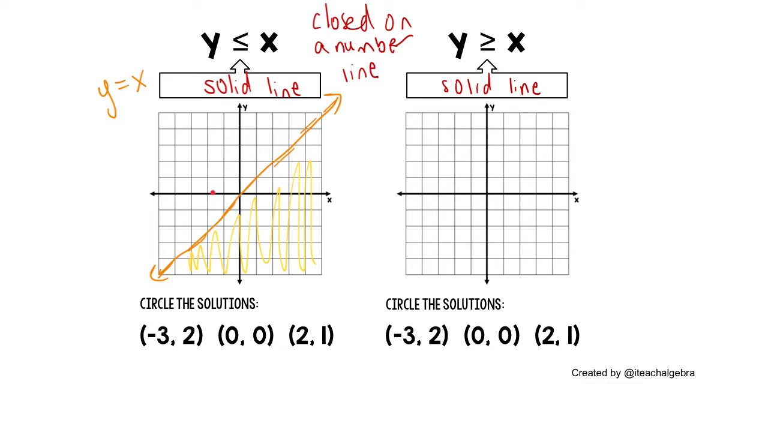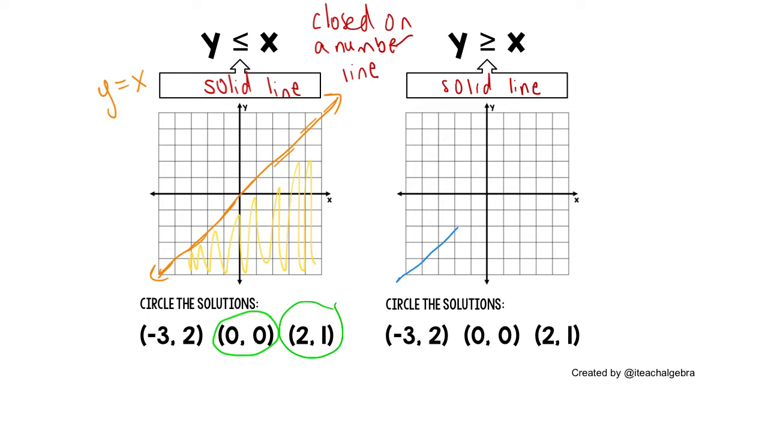-3, 2, 3 left, 2 up. That's in the white zone. Still not a solution. 0, 0. Now 0, 0 is on the line. That means we can consider it a solution. And then 2, 1, 2 right, 1 up. Again, that's in the shaded area. That's also a solution.